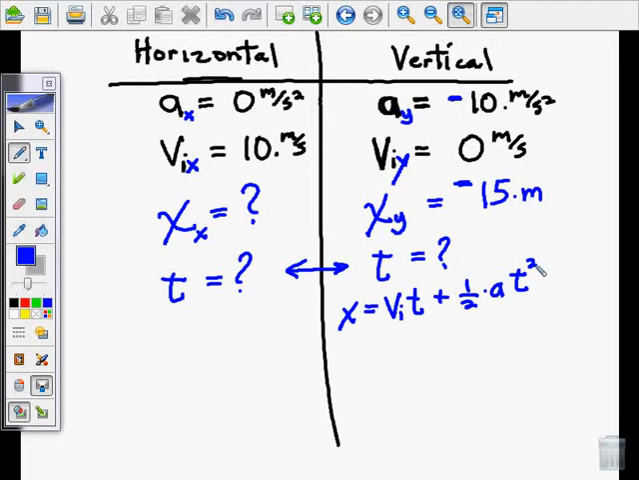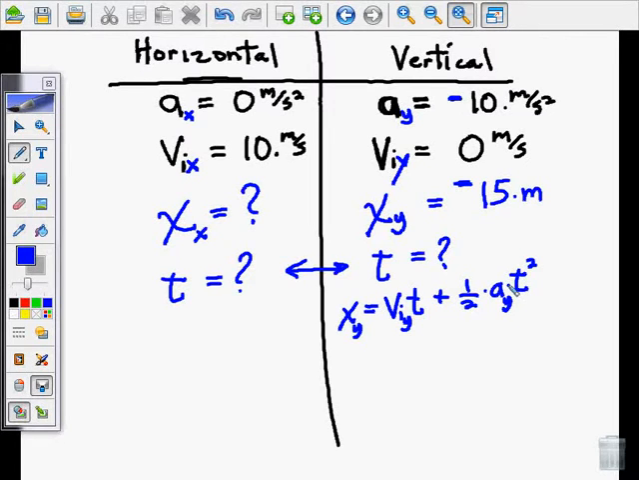And again, if you want, you could put those helpful subscripts. X in the y direction equals the initial velocity in the y direction times time. Time doesn't get a subscript though, because time is a scalar. It doesn't have direction. Plus 1/2 times the acceleration in the y times time squared.